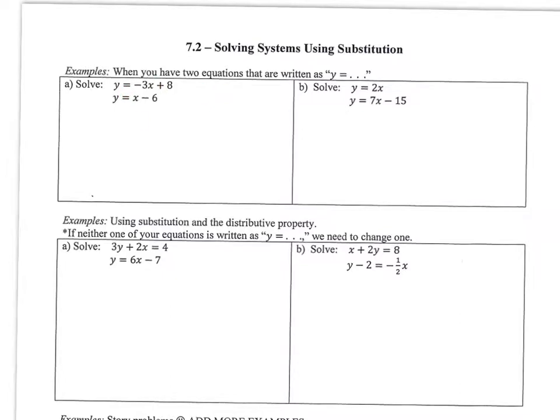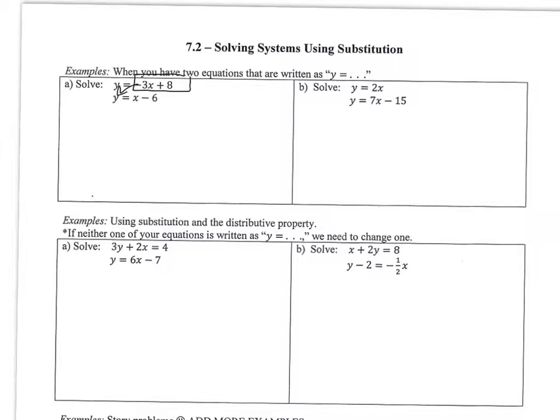The first way that you can use substitution is if you have equations that are written as y equals. So if y equals negative 3x plus 8 and y equals x minus 6, then I can use substitution and write this as for y.